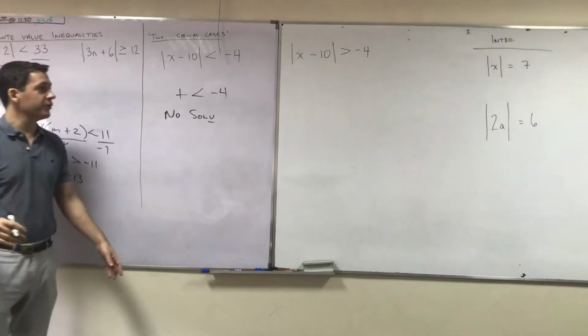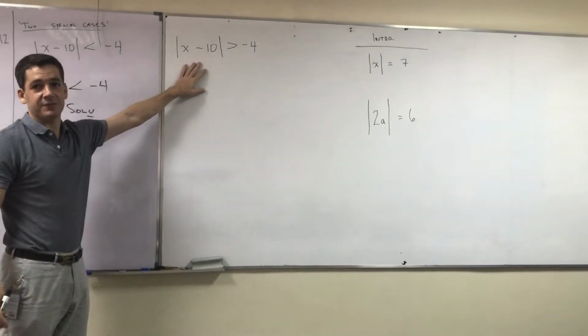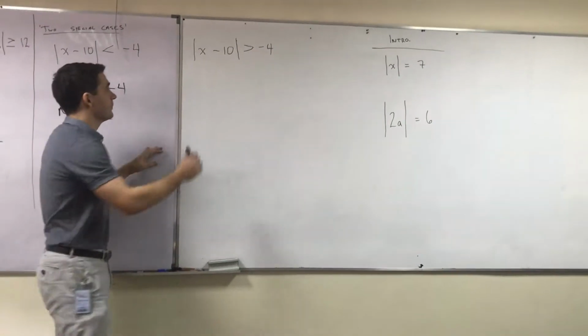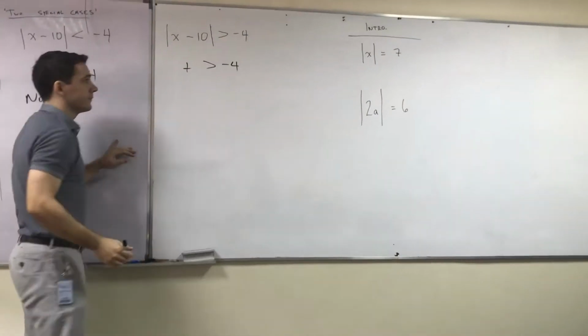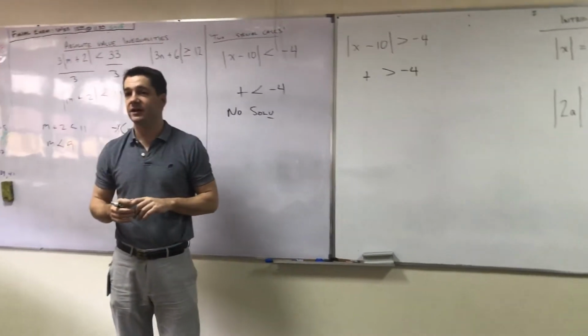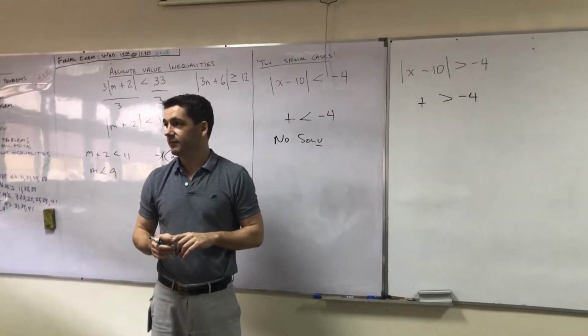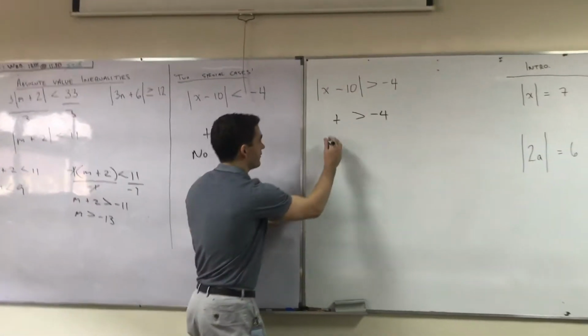Okay, this one's going to blow your mind too. Whenever I take something out of the absolute value, it's always positive. Am I right? Aren't positives always greater than a negative? Last time I checked. So that was a joke.